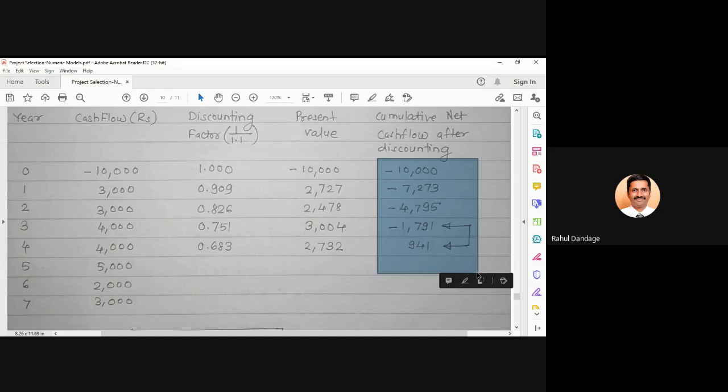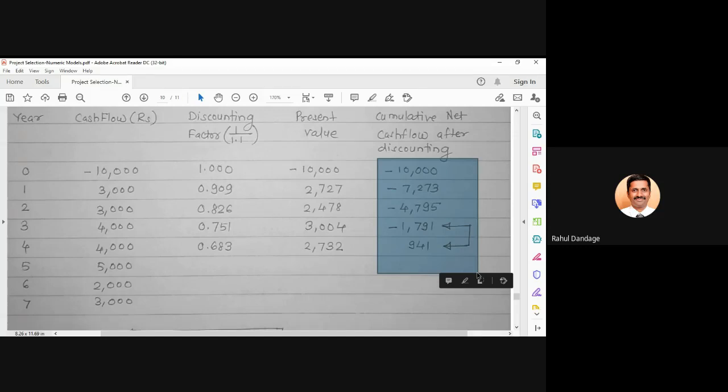So now if we observe this cumulative net cash flow column, then we observe that after period number 4, or during period 3 and 4, the cumulative net cash flow has changed from negative to positive. So in this way, we will come to know that the payback period is greater than 3 years and less than 4 years.